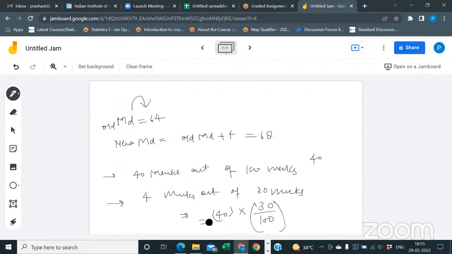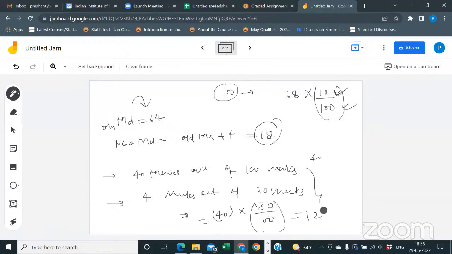Yes, sir. That is the thing. Initially your rating was out of 100. Now it is saying suppose converted to 10 points. You got the new median as 68. This 68 you have to convert into the 10 points. That means out of 100, it will be 10 out of 100. So this will be 12, I guess. 12 marks out of 30, which you have written for. Yeah, this will be the 12. That is the other example. Yes, sir. Okay, got it.